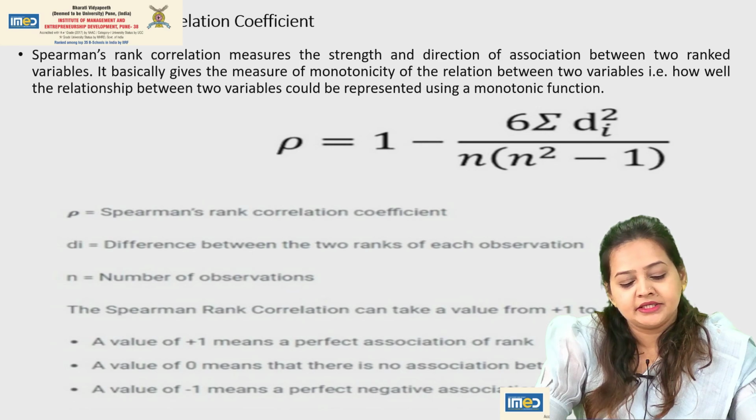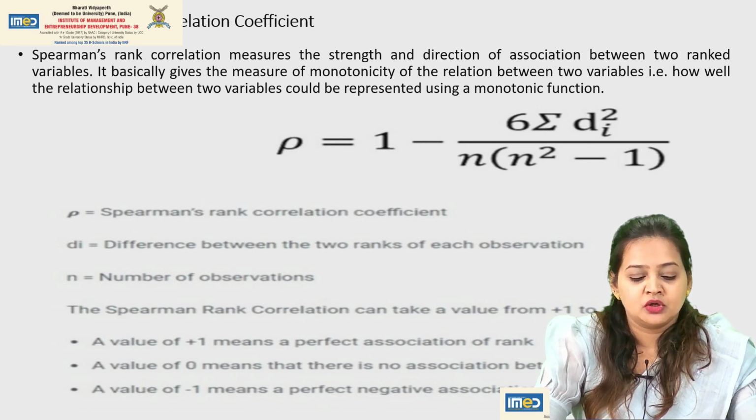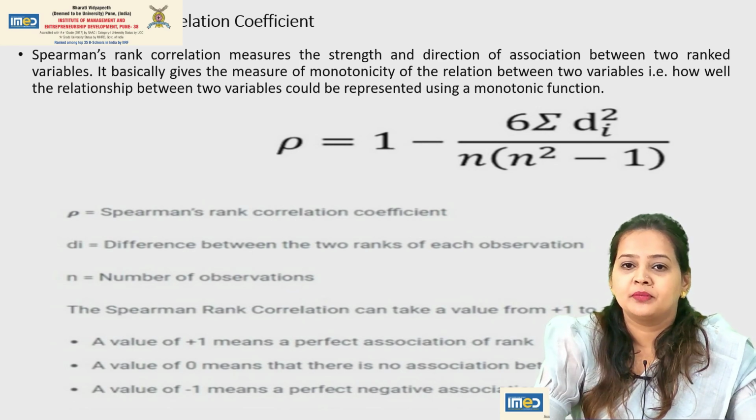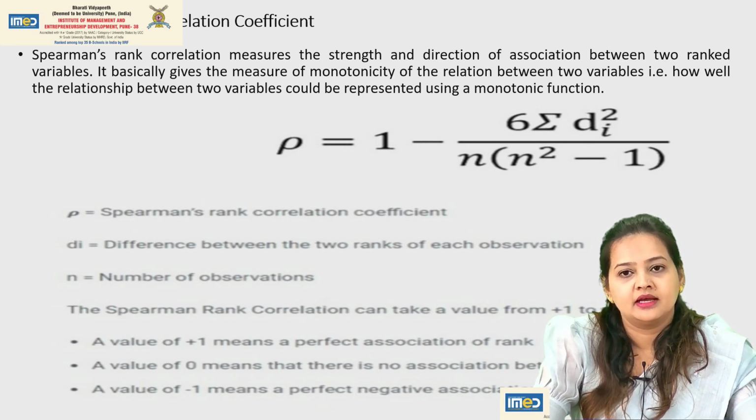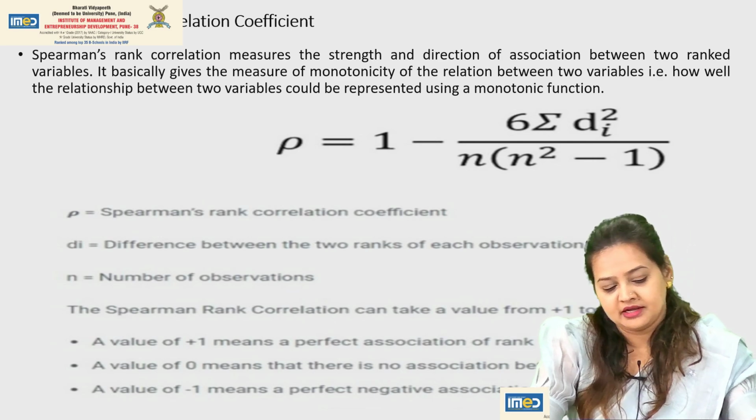Now let us see the interpretation. If the rho is equal to +1, then there is a perfect association of rank. If rho is equal to 0, there is no association between the ranks. If rho is equal to -1, there is perfectly negative association of rank.